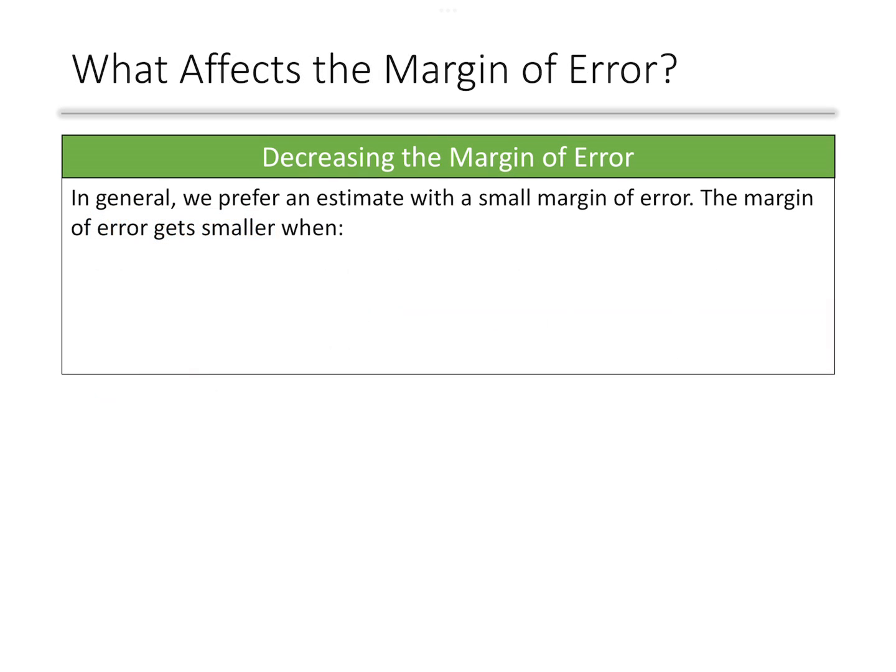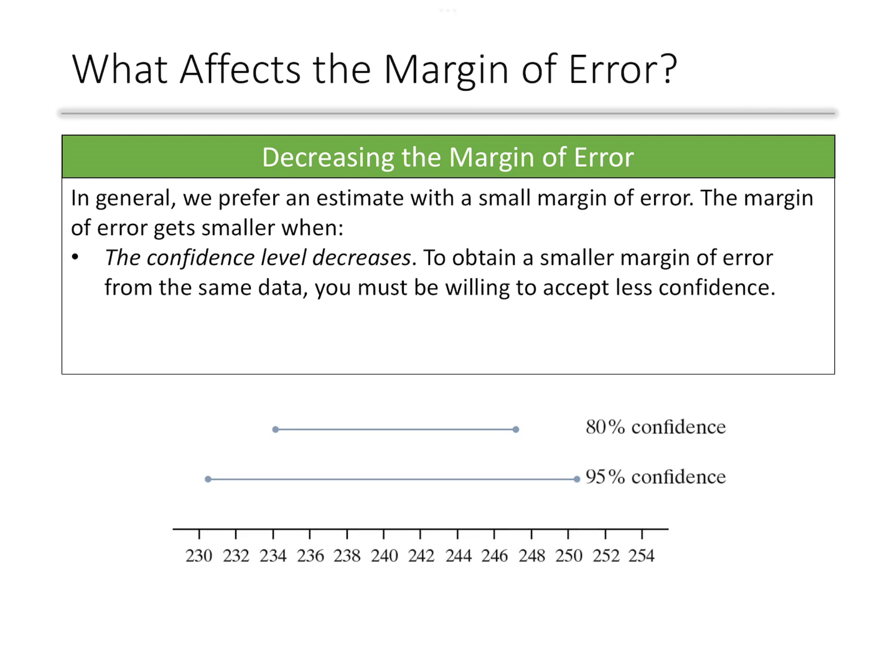Okay, so then looking at our margin of error, if we're more confident or less confident, that changes the margin of error. In general, we prefer an estimate with a small margin of error because we want to give as small values as possible. So the margin of error gets smaller when the confidence level decreases. If I'm less confident, for example, 80% confident as opposed to 95% confident, my confidence interval gets smaller. That makes my margin of error smaller.